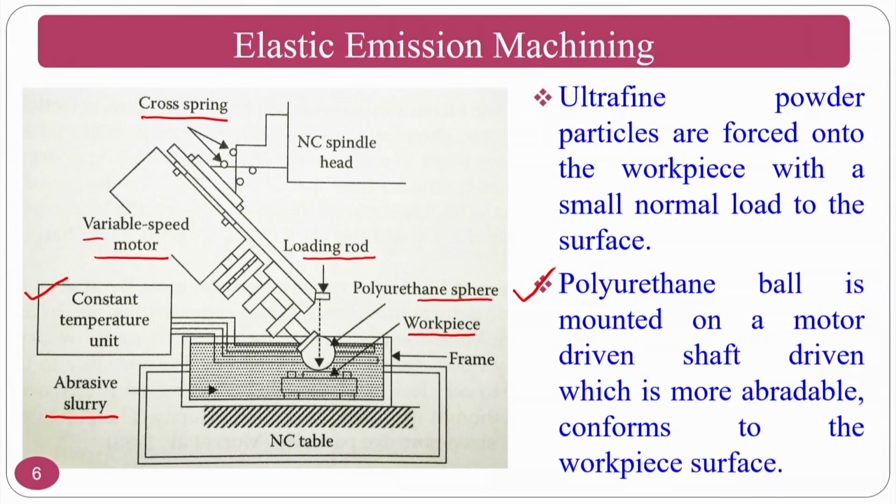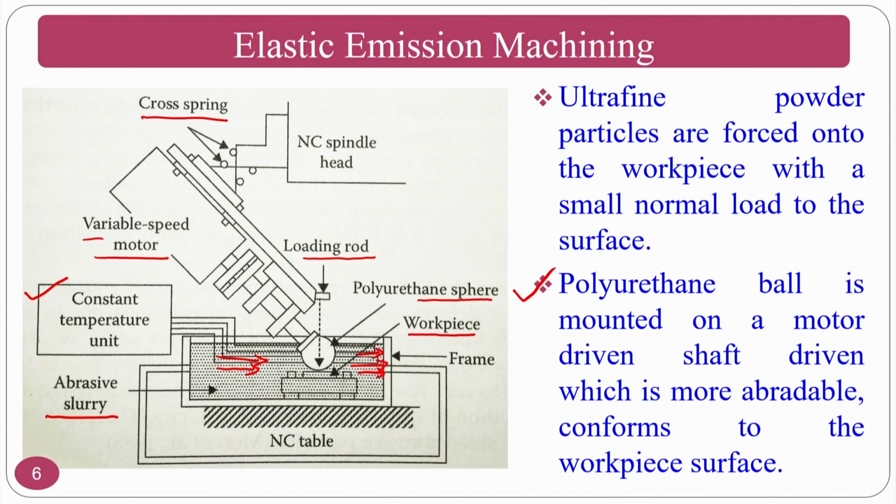So, if you see here, a polyurethane ball is mounted on a motor driven shaft which is driving an upgradable sphere to conform to the workpiece. Then there will be ultra fine powder particles, that means the abrasive particles are forced into the workpiece with a small normal load to the surface. Normally what will happen is your abrasive particles are moving like this.